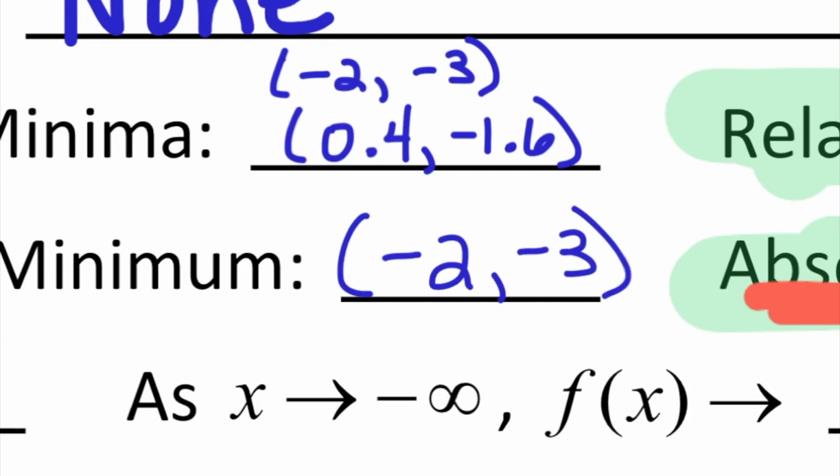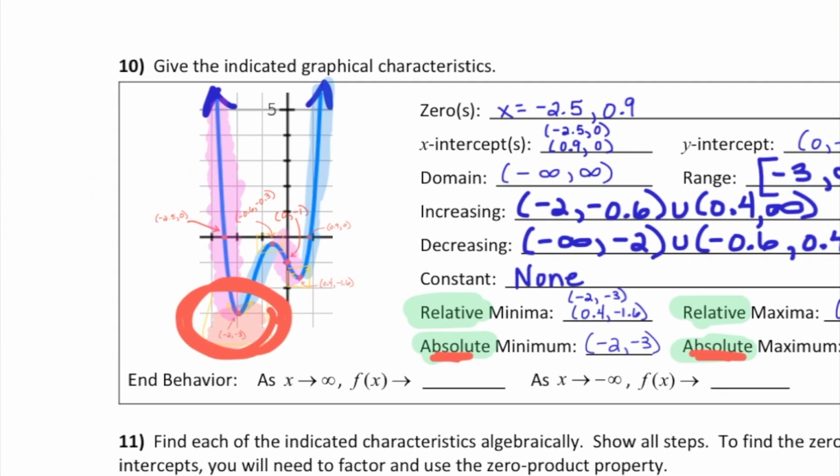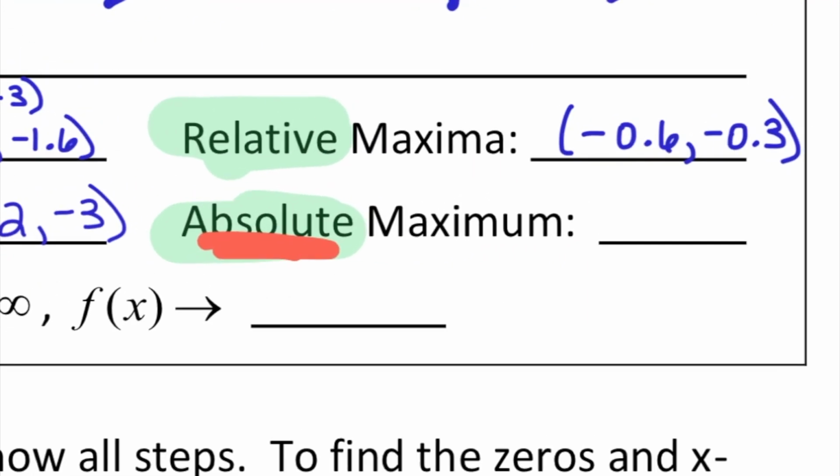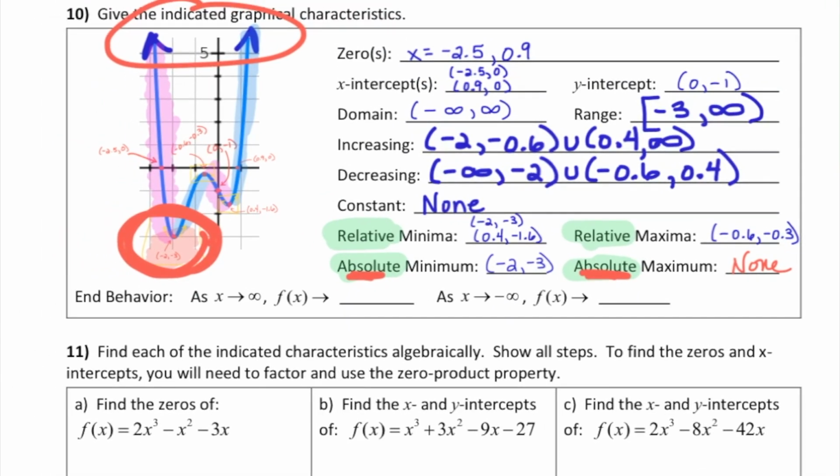Don't tell me. And then if you look for the absolute highest point on the graph, well, there is none because that graph goes up and goes up and goes up forever. And so we're going to say that the absolute maximum is none, or NA. Don't use null set. I don't like null set.